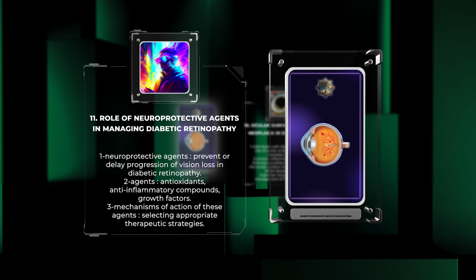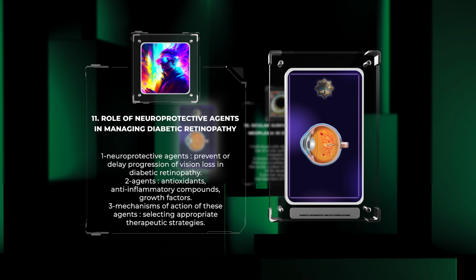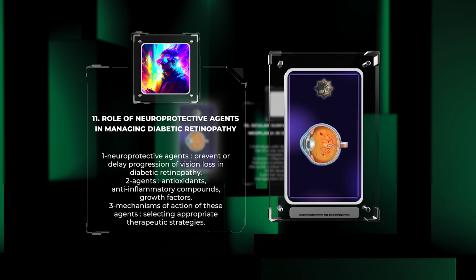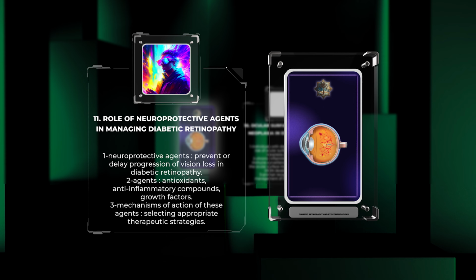Given the complex pathogenesis of diabetic retinopathy, there is increasing interest in developing neuroprotective agents to prevent or delay the progression of vision loss. Various agents, including antioxidants, anti-inflammatory compounds, and growth factors, have demonstrated potential in preserving retinal neuronal function and preventing neurodegeneration. Understanding the mechanisms of action of these agents will help in selecting appropriate therapeutic strategies for managing diabetic retinopathy.